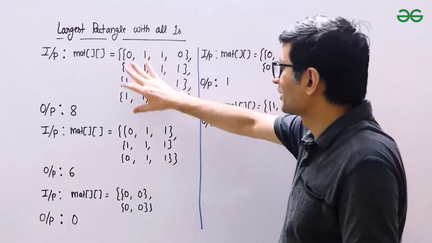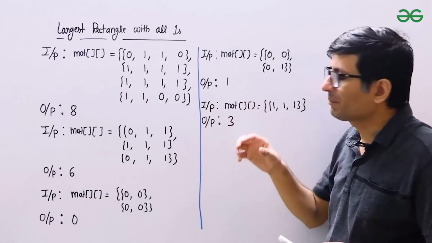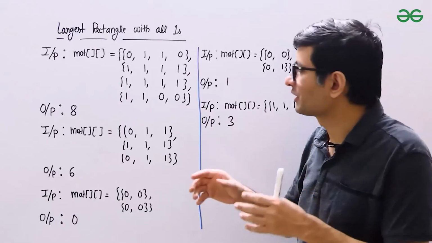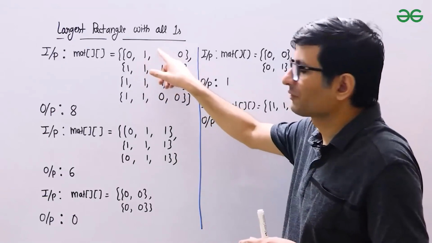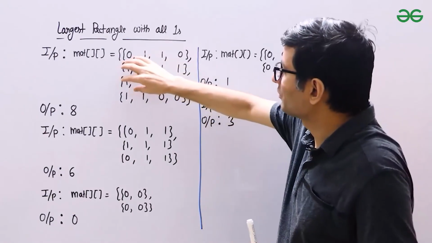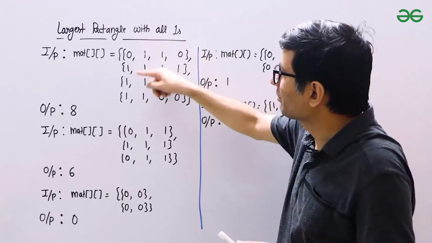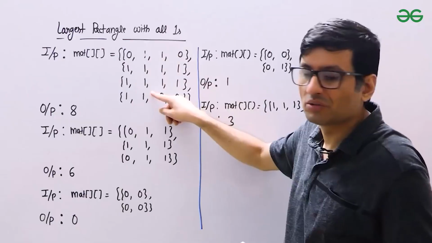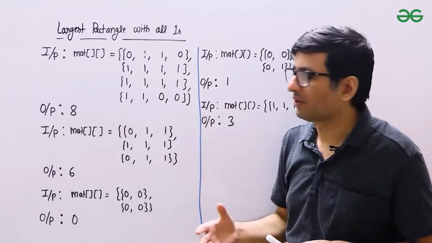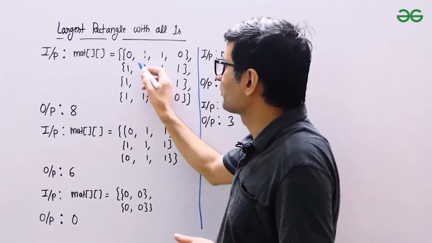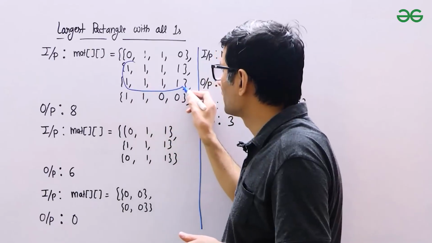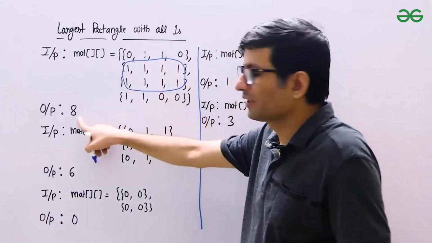So if we consider this binary matrix, these submatrices with all ones are, this is one submatrix of size 1 cross 2. This is one submatrix of size 2 cross 4. This is also a submatrix of size 3 cross 2. Which one is the largest among all? So the largest one is this one with 8 ones in it. So our output is 8.